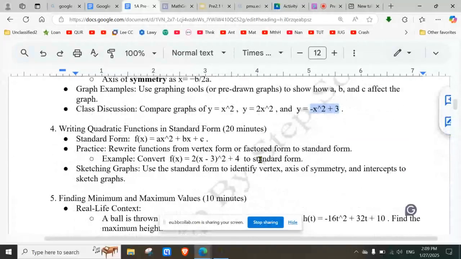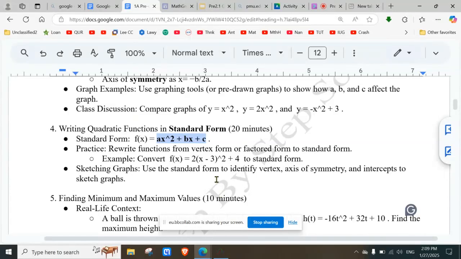Now I will go for something called standard form. What's a standard form? This is called standard form. That's how you write it down in standard form, which is what? Ax squared plus bx plus c. That's called standard form. Okay?